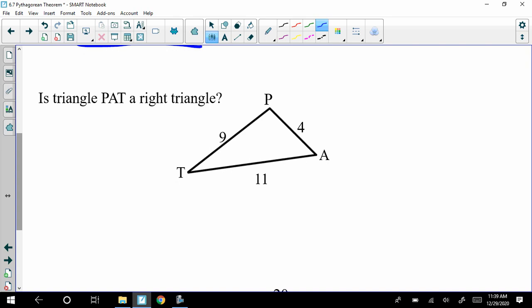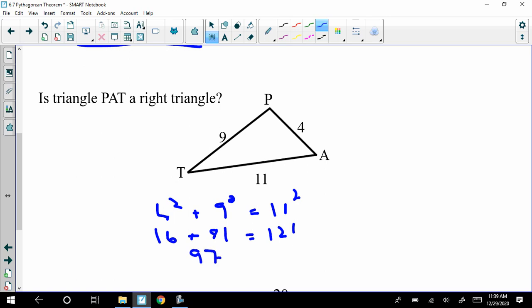All right, so let's see this one. PAT, is it a right triangle? Okay, well, if it's a right triangle, we can do 4 squared plus 9 squared equals 11 squared. 16 plus 81 is 121. Well, 16 and 81 is 97. 97 is less than 121. The answer is no, and it's actually obtuse. Because that longer side, when I square it, is greater than the other two sides when I add them up and square them.